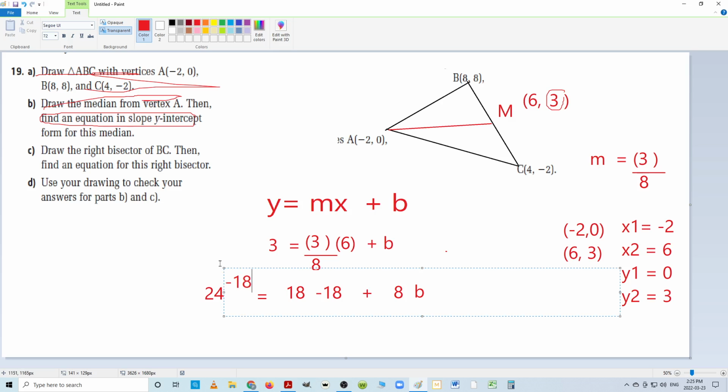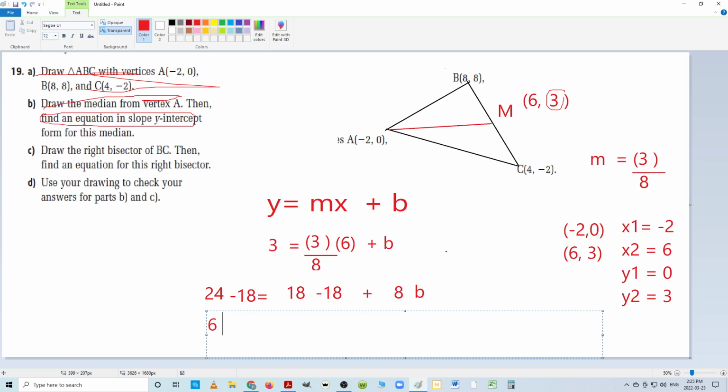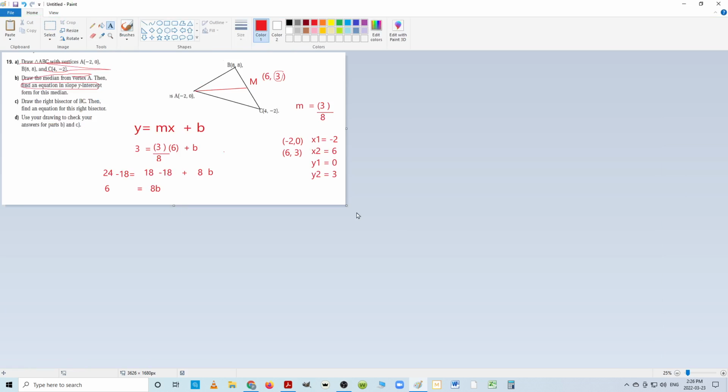When I subtract 18 from 24, it becomes 6. I always want to make sure you check your numbers because that's one of the problems. 18 minus 18 is obviously 0. That's why we did it. And I'm left with this. We're almost done.